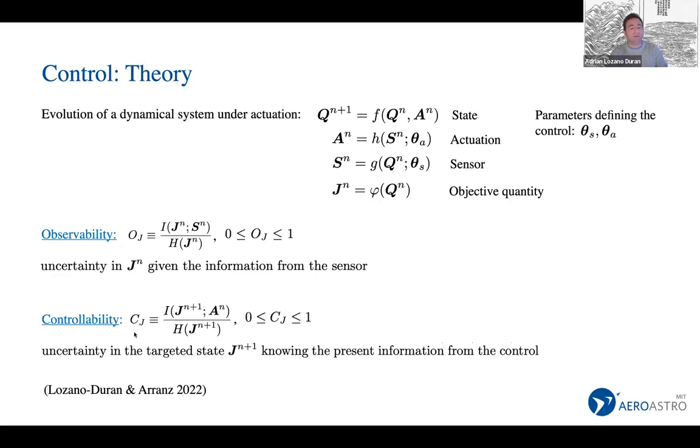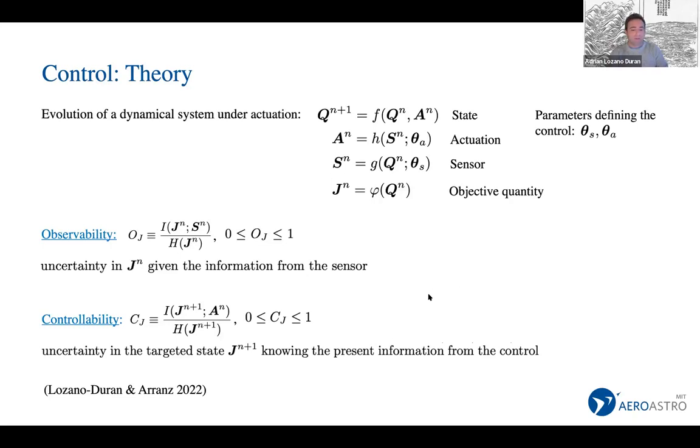The controllability is similar. The difference is that you look at the objective quantity in the future, and the information that is shared between that and your actuator, and again, normalized by the total information. So this value can go between 0 and 1. This can be interpreted as the uncertainty in the target state Jn+1, knowing the present information from the control. So we want to know if we are acting, if we are sure of what is going to happen in the future.